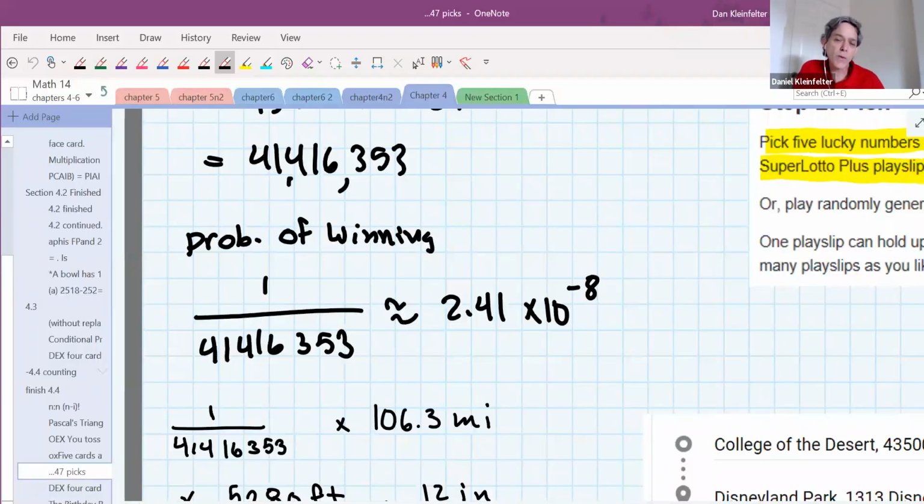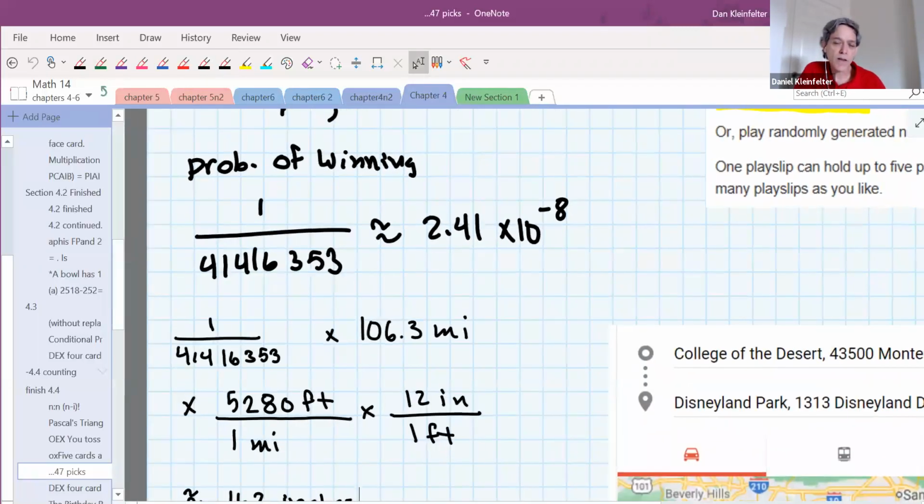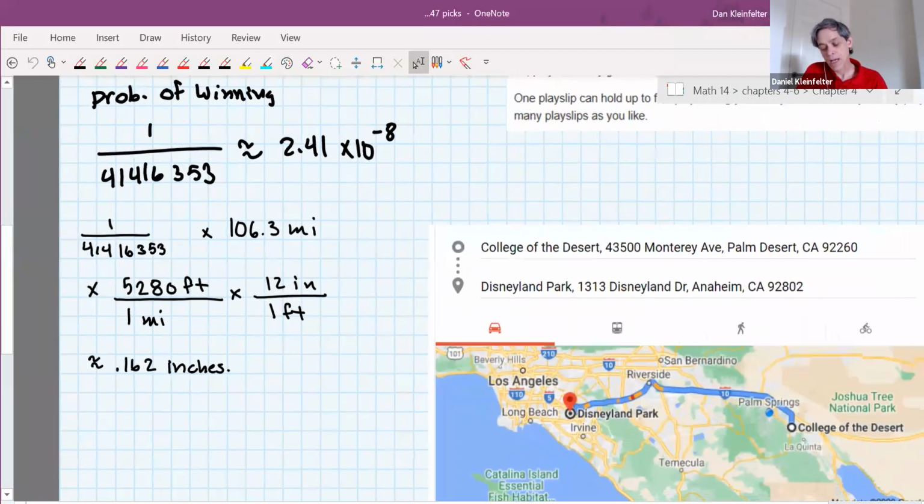All right, so that really tiny number is really hard to visualize. 1 in 41,416,353, and especially if you rewrite that as 2.41 times 10 to the minus 8 power. So that's hard to visualize. So what I did next, just for fun, was to see if we could put that down in terms of a length. So here's what we've got.